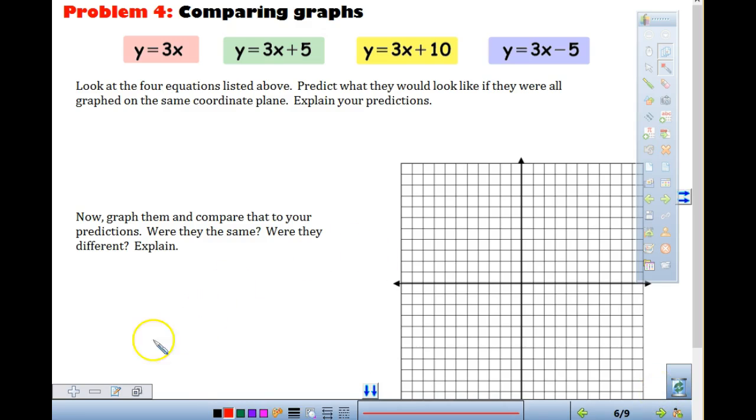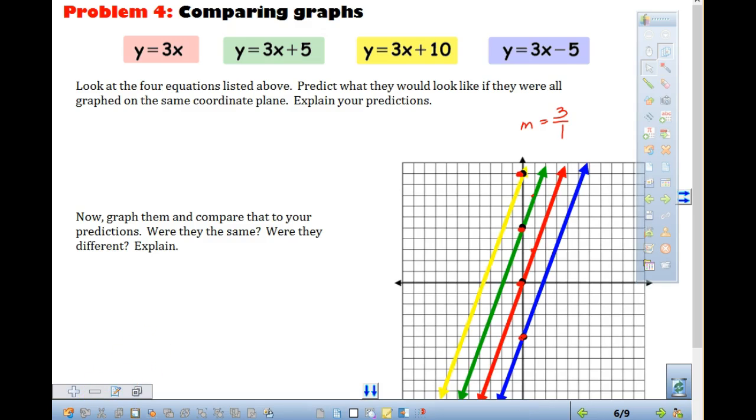I just want you to look at these 4 equations, and it says predict what you think they would look like. Explain your prediction. Do you agree? Please put those points and draw. Take your straight edge, and if you draw one line, then you really can just move your straight edge to the side, right? So if I start with this one, and if I'm making this point, and I went up 3 and over 1, and I take my straight edge, now I can move it over to here and keep it parallel, right? And draw the next one. Make sure it goes through 0, 0, okay? Keeping that same slope.